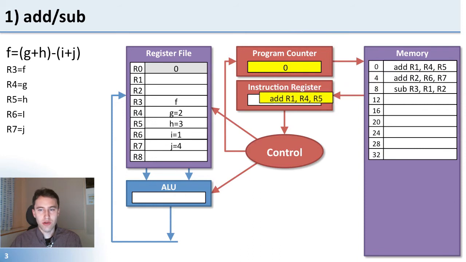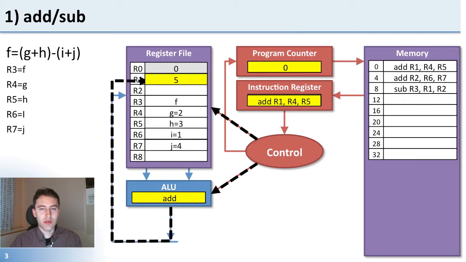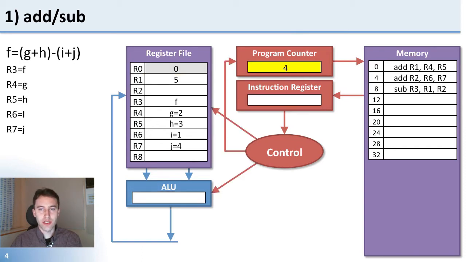We load instruction 0 into the instruction register. This then tells the control what to do. Control tells the ALU to add, and we go and get our source registers. So we're going to get registers 4 and 5. We're going to do the add. The addition of 2 and 3 is going to be 5. And we store 5 back into our destination register, which is R1. Then we increment the program counter and we go on to the next instruction.